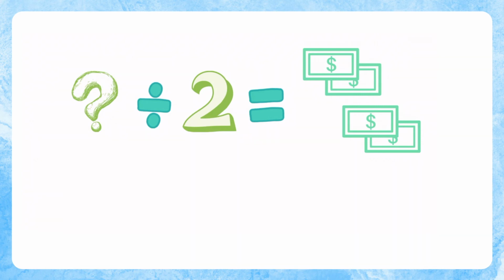So we have an unknown divided by 2 equals $4. So x divided by 2 equals 4. Or I can write it as x over 2 equals 4. Same idea. So I'm going to make this the first example. Solve for x when x over 2 equals 4, or x divided by 2 equals 4.